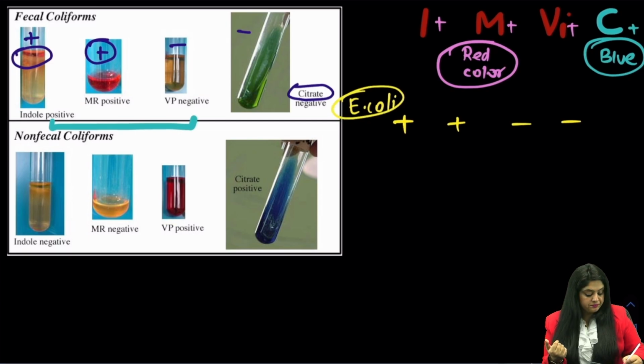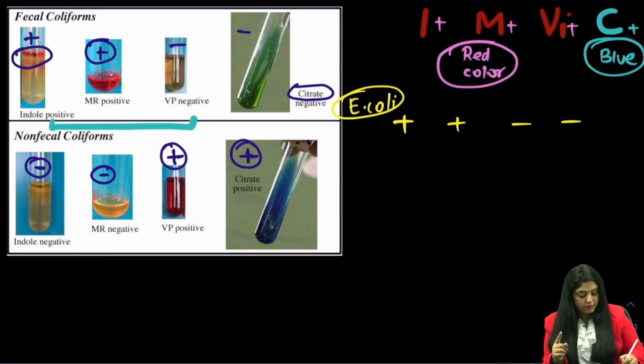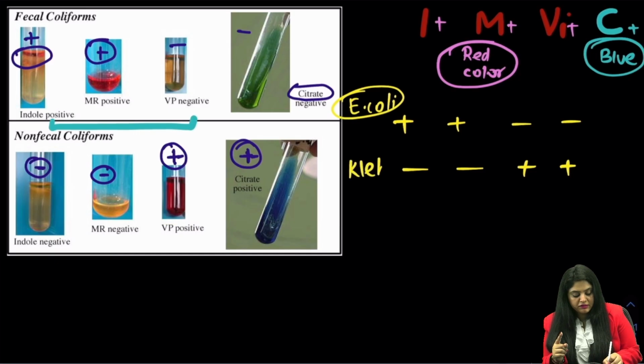Look at the next one. Red, red, red. Is there a red color here? No, negative. Next one, negative. Next one, positive, red color. Last one, citrate. For citrate it is blue. Am I getting a blue color? Yes, positive. So what is formed? Minus, minus, plus, plus. And minus, minus, plus, plus is Klebsiella.